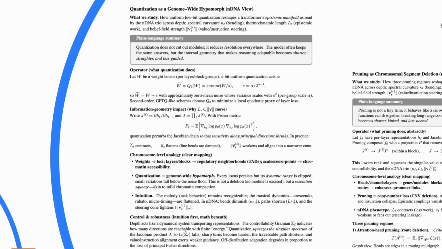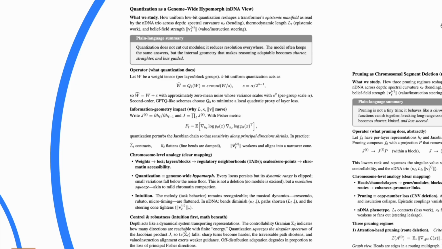What quantization does, operator view: take a weight tensor W in some layer or block. In b-bit uniform quantization, we map W to a quantized tensor, Ŵ, by first choosing a scale S, read as alpha divided by 2^b minus 1, then replacing each weight by S times round of W divided by S. You can think of Ŵ as W plus small zero-mean noise whose variance grows with S squared, so coarser steps add more noise. Second-order schemes like GPTQ pick S to minimize a local quadratic proxy of the layer loss, but the core effect remains the same. Resolution is lowered along many directions at once.